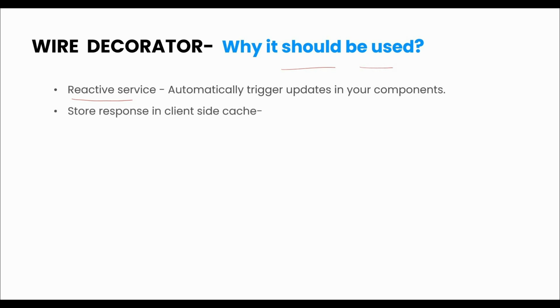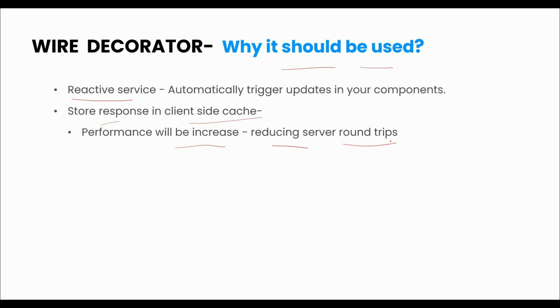Okay? And next, the wire decorator stores the response in the client-side cache, which means whatever response the wire decorator gets from an Apex method or LDS adapter gets stored in the client-side cache. Here client-side means whoever is using our application or calling the method, for example our browsers. So when we call a method using the wire decorator from our browser, its response will be stored in our browser cache. Due to this behavior, application runtime performance will increase. How? By reducing server round trips. I mean next time, the framework will not make a server request and will return data from the client-side cache only.